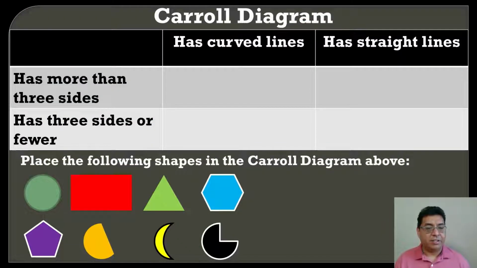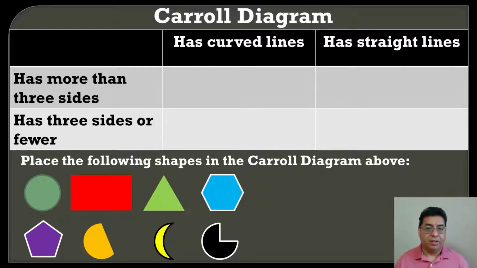The directions say place the following shapes in the Carroll diagram above. So we've got these shapes here, and based on the criteria of the Carroll diagram, we're going to fill it in. Let's look at the first box here. And it says, has curved lines and has more than 3 sides.